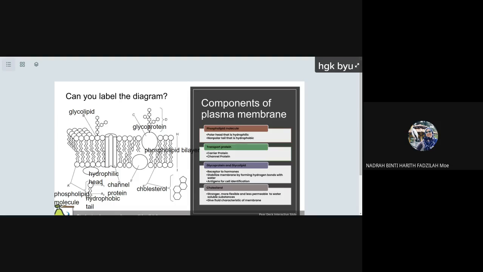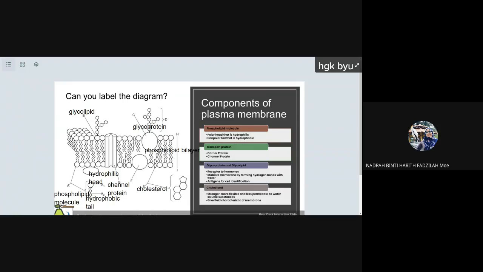Okay, Damia, bagus. Damia mengasingkan label C dengan D tu. C tu dikata protein, D tu dikata glycogen chain. Yes, I agree with you. Okay, cuma Damia tinggal nak label phospholipid je kan? Okay, teruskan Damia. Okay, Amalia, yes, thank you for using a different color for your labeling.